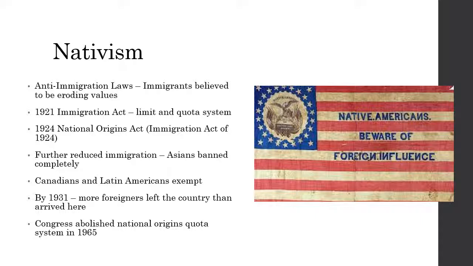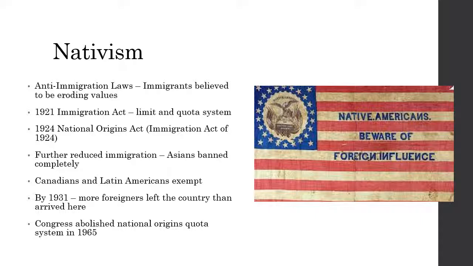It set up a limit and quota system where only about 350,000 total immigrants were allowed in, and of those immigrants, no more than 3% of the people allowed into the United States could be immigrants. The basis of this number was the 1910 census. The majority of immigrants who are coming in during this act are from Northern and Western European countries.